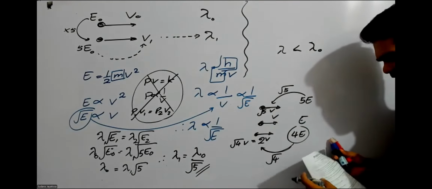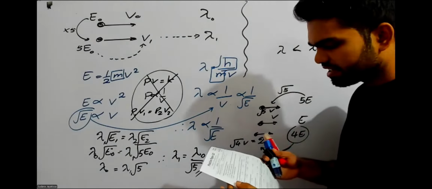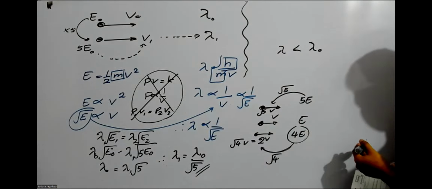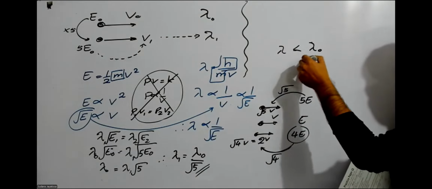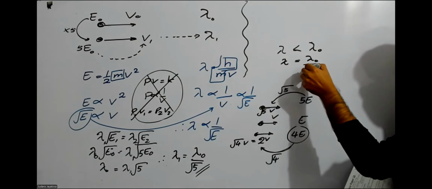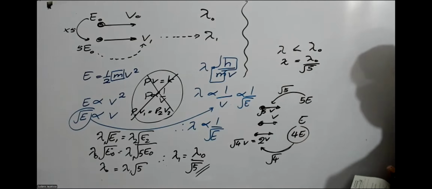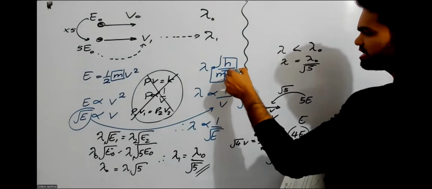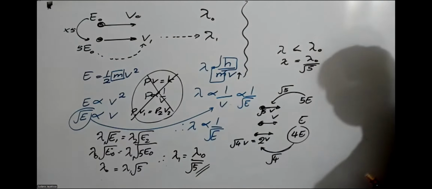If you check the answers, I think only 2 answers have lesser values than lambda naught, and only one contains root 5. So lambda will be equal to lambda naught divided by root 5. Very simple, because they are inversely proportional. If you increase the speed, the wavelength decreases. That's it.